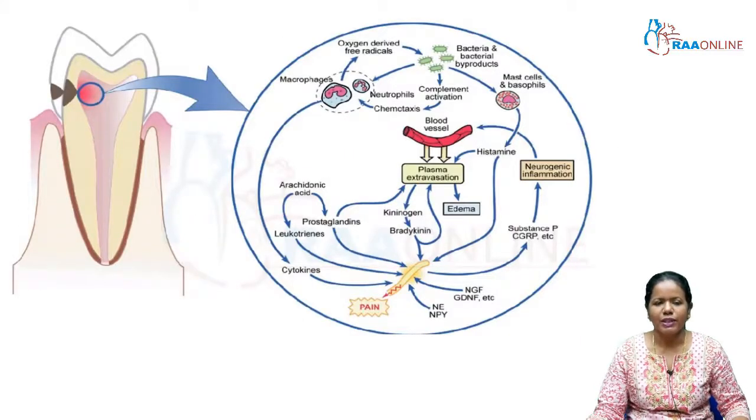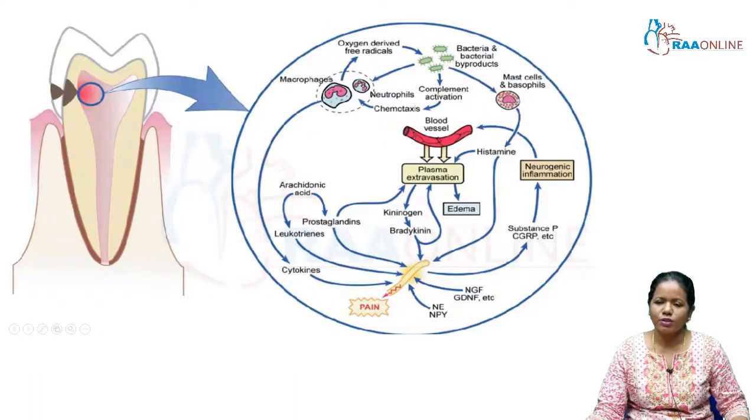So what happens when there is bacterial infection in the tooth or inflammation? When there is an injury, inflammation is triggered. When the bacteria or the bacterial byproducts enter into the pulp, there is complement activation and there is cellular response. So the polymorphonuclear neutrophils, macrophages and plasma cells reach the site of inflammation. When these cells reach the site, they release oxygen-derived free radicals and try to combat the bacteria and the bacterial byproducts. At the same time, there is vascular response, there is vasodilatation and stasis of blood at the site.